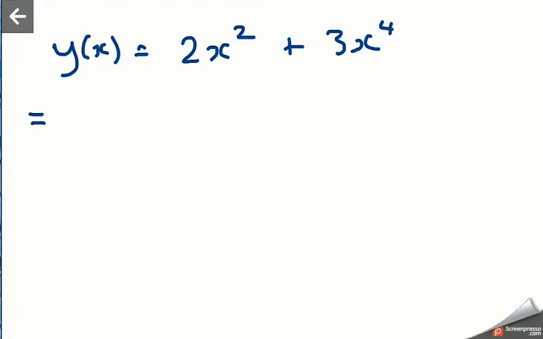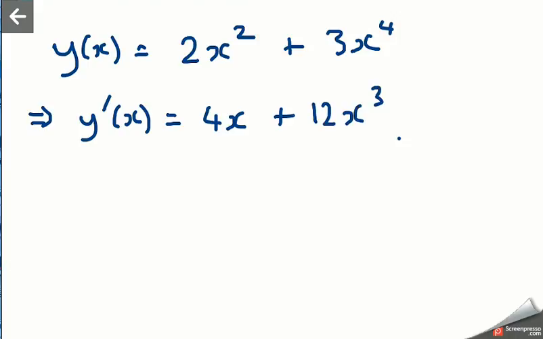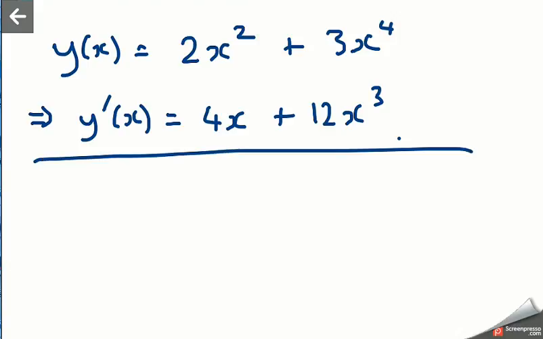Then I know immediately that I can ignore addition, and y prime of x is equal to 2 times 2 x to the power of 1, so 4x, plus 3 times 4 x to the power of 4 minus 1, so 12x to the power of 3. Done. Nice and easy. Very quick. Okay, well that's all well and good. I forgot to do a couple of examples, didn't I?